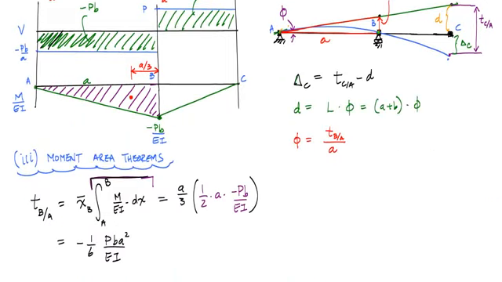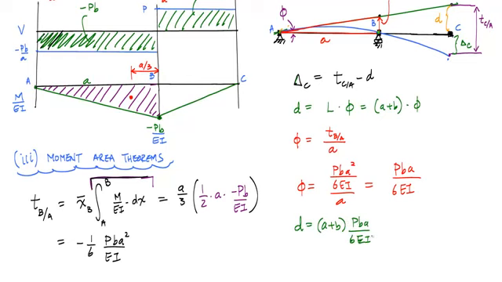So now that I have TBA, I can calculate this angle phi. And I'm only worried about magnitude, so I don't need to worry about the negative sign out in front here. So this phi is equal to PBA squared over 6EI divided by A, which is just PBA over 6EI. So there's that angle, and now I can proceed with all this other stuff. I can even calculate D, right? This vertical distance D was equal to A plus B times phi, which was PBA over 6EI.